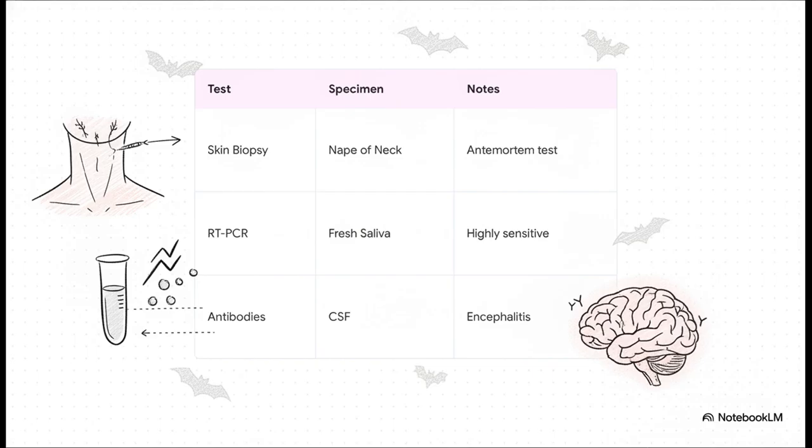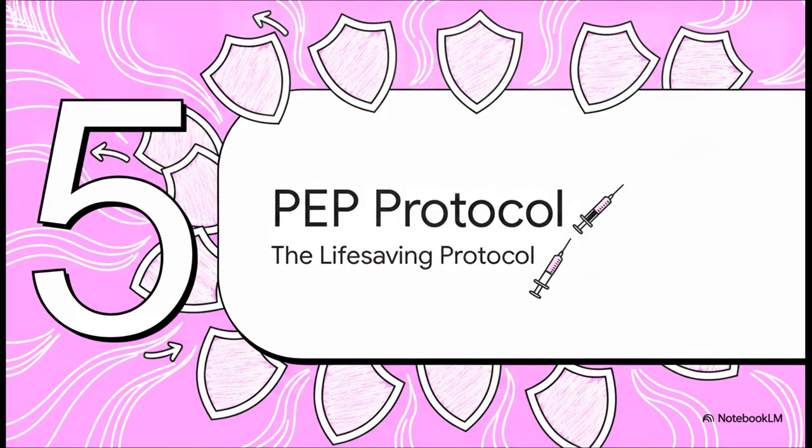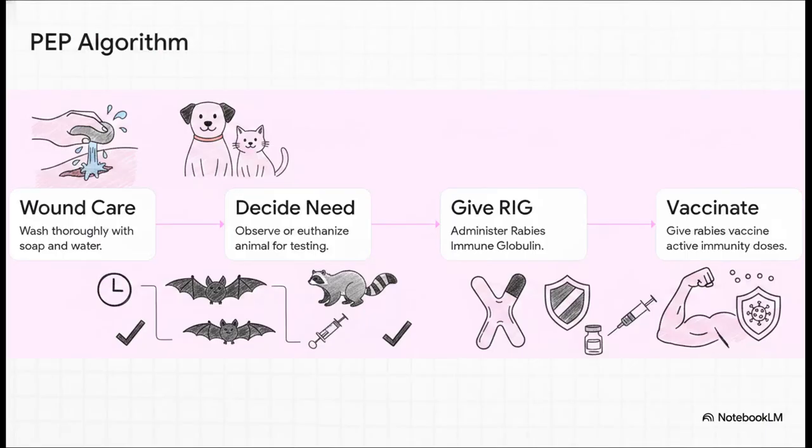You can also use RT-PCR on fresh saliva, which is highly sensitive and can even tell you the specific animal variant of the virus you're dealing with. Finally, checking for neutralizing antibodies in the cerebrospinal fluid is highly specific and strongly suggests rabies encephalitis regardless of whether the patient was vaccinated before. And finally, Section 5, the PEP protocol, the life-saving protocol. If you've spaced out, come back to me right now, because if you remember absolutely nothing else today, remember this protocol. It is virtually 100% effective if done right.